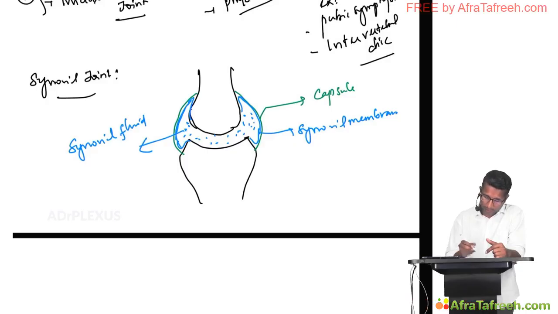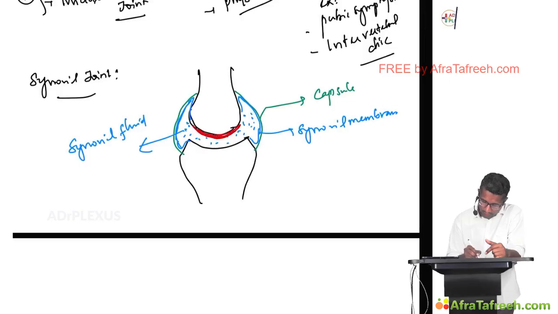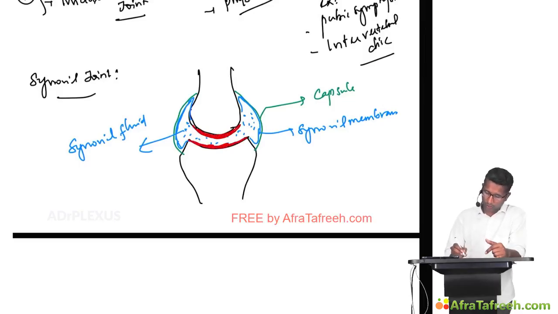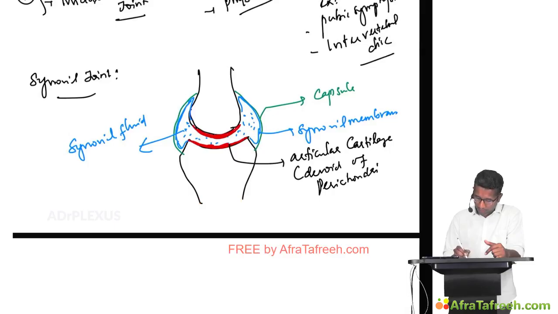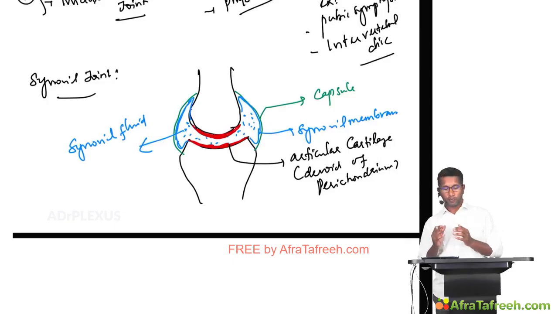Now if you see the articulating surfaces of the synovial joints, they are covered by a cartilage. This cartilage is called an articular cartilage. Now what is the importance of articular cartilage? The articular cartilage is devoid of perichondrium. So articular cartilages are devoid of perichondrium.